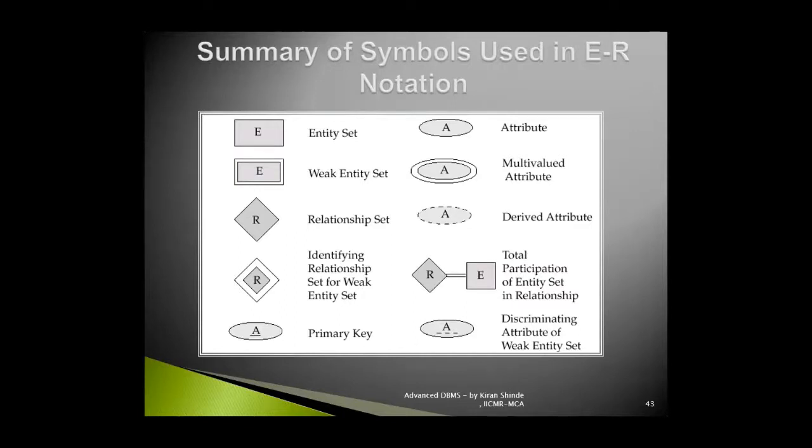A primary key can be represented by making use of an underline to that attribute name, and similarly the discriminating attribute of a weak entity set can be represented by making use of a dotted underline. So these are some symbols which I felt you have to revisit again, so that it will be very easy for you to draw them while you are drawing the entity relationship diagram.